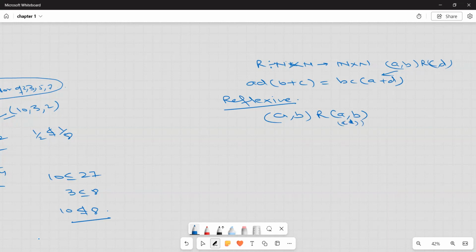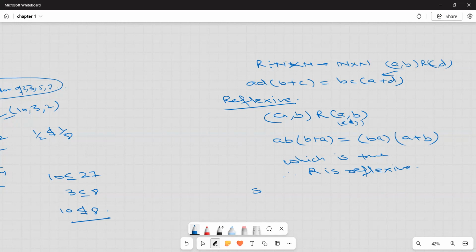So this is AD. In place of D is B over there. So B is B, C is A. That is equal to here BC. B is B, C is A, and A plus D. D is B over here, which is true. Therefore, R is reflexive.